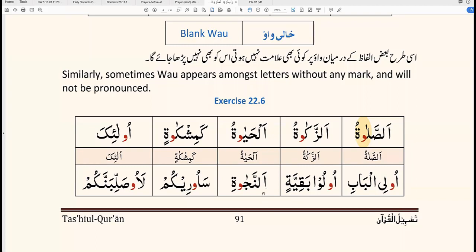An-najati. An-najati. Well done. Well done. Sa'urikum. Sa'urikum. Well done. La'usallibannakum. La'usallibannakum. MashaAllah. Very, very nice.